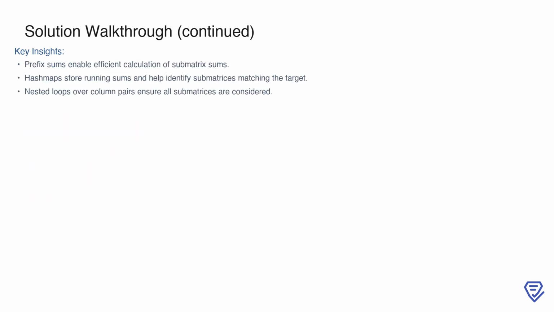To summarize, this solution relies on 2 key insights. First, pre-computing prefix sums enables efficient calculation of submatrix sums by reducing the need for repetitive summation. Second, using hash maps to store running sums allows us to quickly determine whether submatrices with the target sum exist, leveraging the difference between the current cumulative sum and the target. By iterating over all possible column pairs, we ensure that every potential submatrix is considered, making this approach both comprehensive and efficient. These techniques together provide an effective strategy for solving the problem.